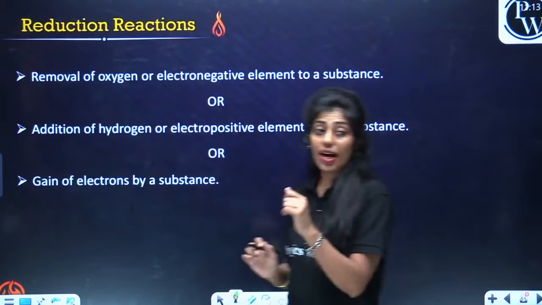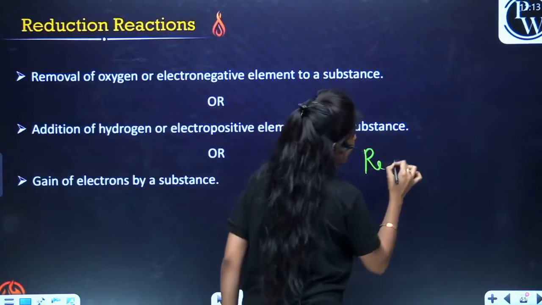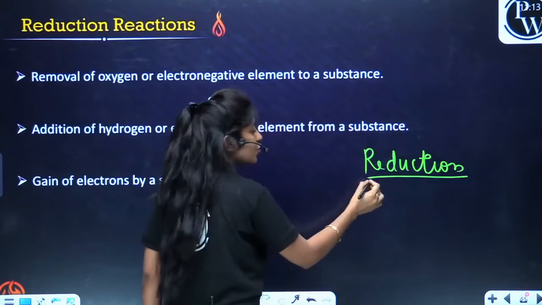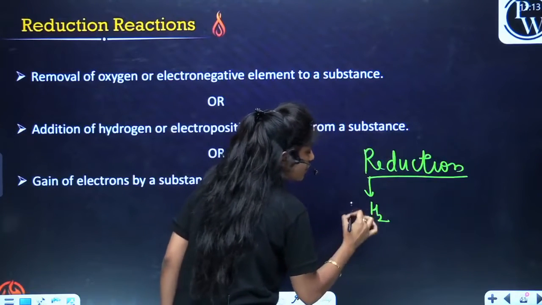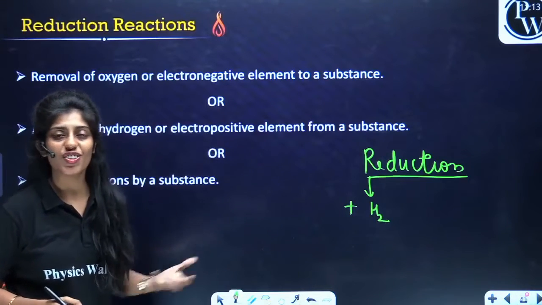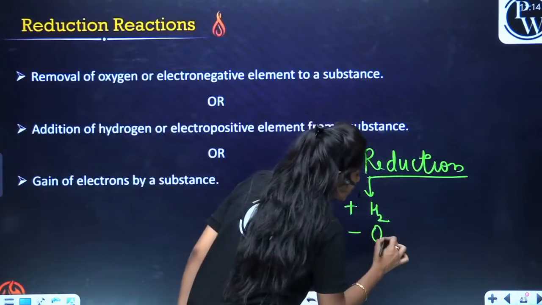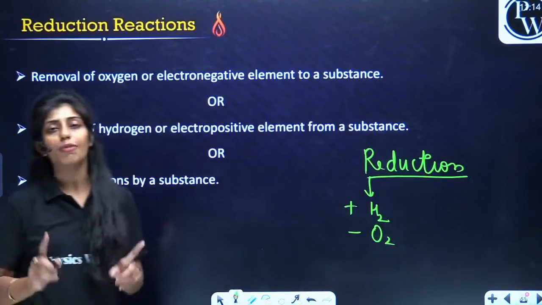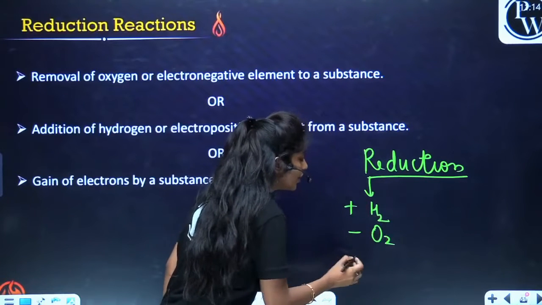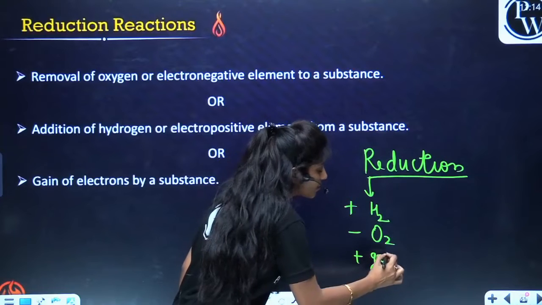Let's have reduction. What is that? Reduction is exactly opposite to oxidation. Here, reduction loves hydrogen, so there will be addition of hydrogen. If in the case of reduction hydrogen is being eaten up, there will be removal of oxygen. Of course, only one thing can be eaten up. So oxygen will be removed from the reaction, and there is gain of electrons.